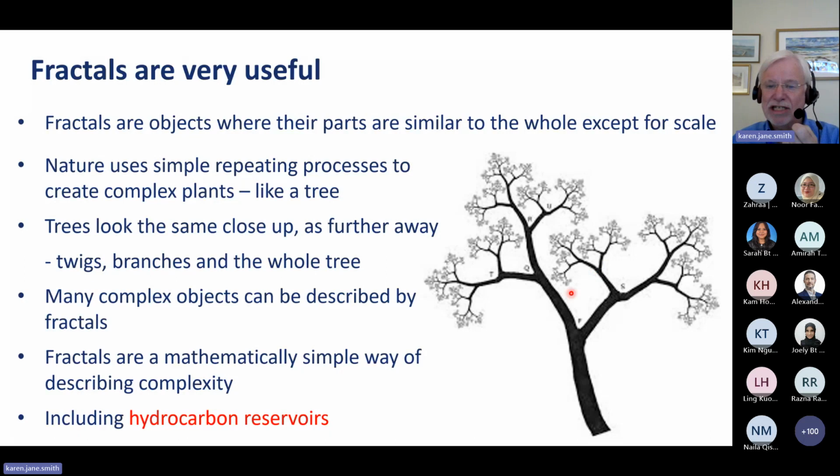Now, there's a reason for this. This is because the tree comes from the DNA in the seed, and the seed has a very simple instruction. It says, grow a bit and branch, grow a bit and branch. And from that very simple mathematical instruction, it is able to build something which is huge and beautiful as a tree. And I'm going to show you, this is even more important for hydrocarbon reservoirs.